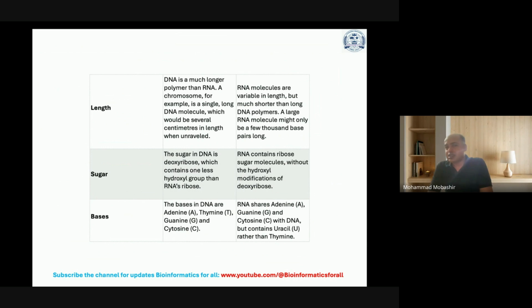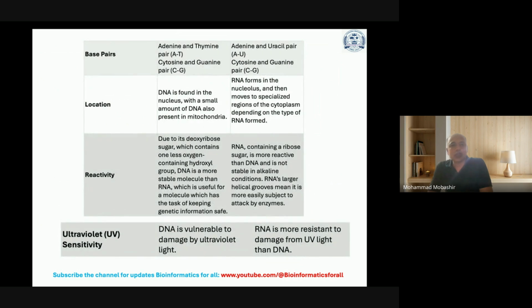Bases: in DNA, the bases are adenine, guanine, cytosine, and thymine, while in RNA they are adenine, guanine, cytosine, and uracil. Base pairs: there is pairing of the bases, adenine with thymine by 2 hydrogen bonds, and cytosine with guanine by 3 hydrogen bonds. In the case of RNA, adenine and uracil could pair, and cytosine and guanine could pair. The bonds will be 2 hydrogen bonds for adenine and uracil, while cytosine and guanine will remain the same, 3 hydrogen bonds.